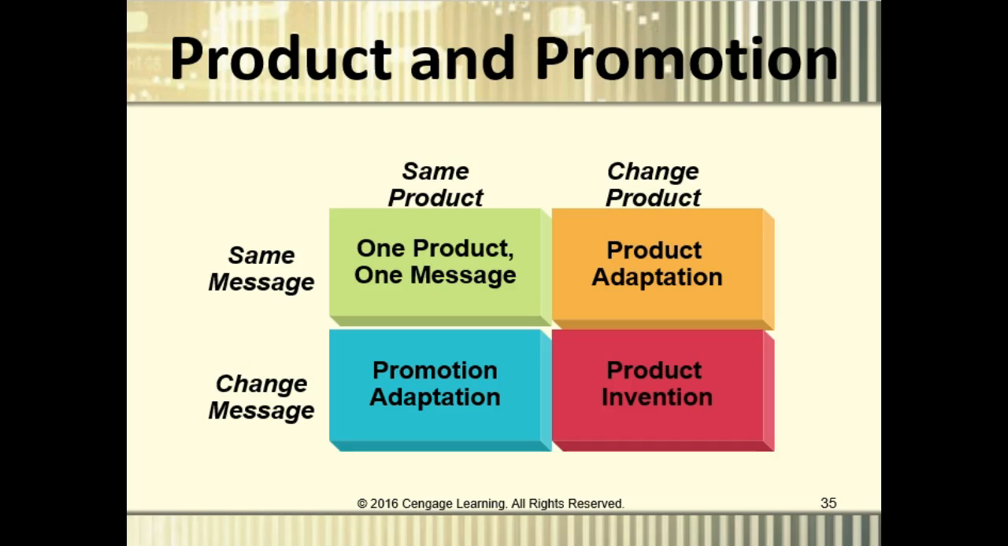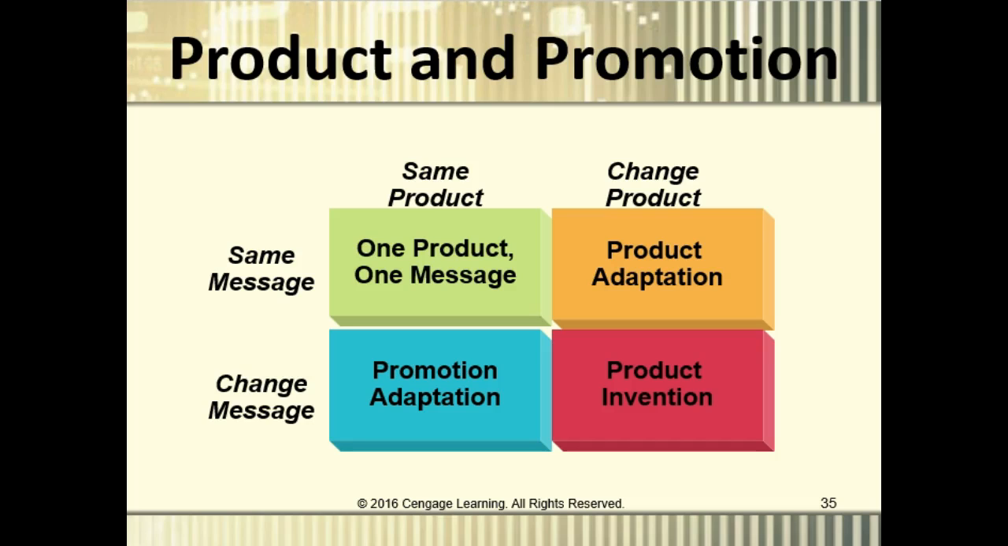Now, when we're talking about product and promotion, be aware of this too. Definitely be aware of this. There are 4 different, in essence, options or combinations with product and promotion that you can come up with here. The first one, upper left, one product, one message, is global marketing standardization. It's developing a single product for all your markets and promoting it the same way all around the world. Nothing changes regardless of where it is that you are promoting or selling your product.